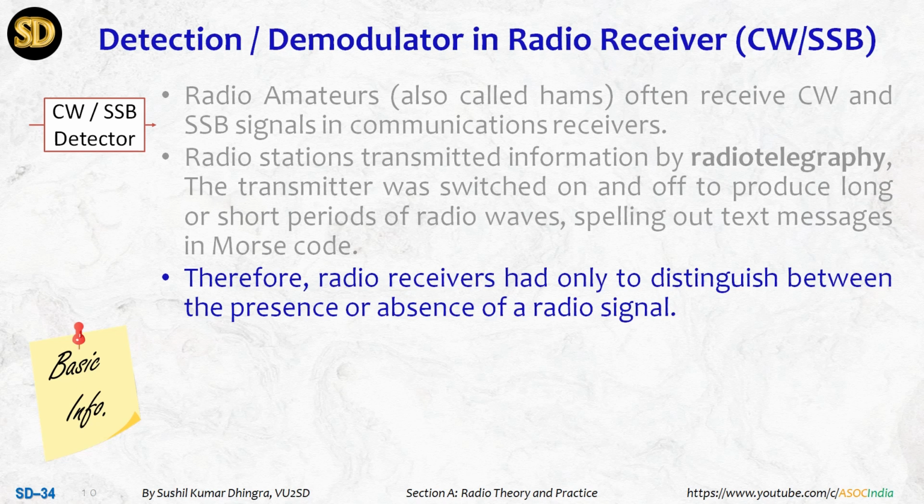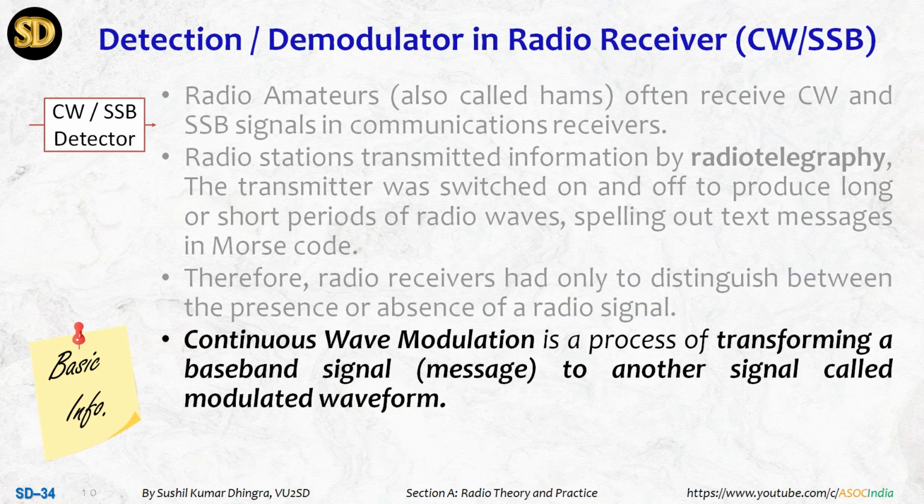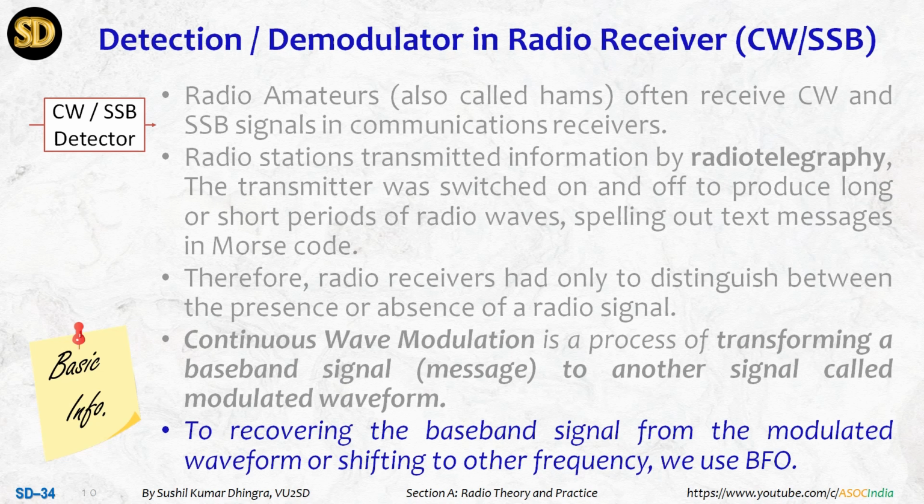And so the radio receiver only has to distinguish between the presence or absence of a radio signal in the case of Morse code. So the CW modulation or Morse code modulation is a process of what? Transforming a baseband signal message, which is Morse code, into another signal called a modulated waveform in an audio tone, so that you can listen and decode it. To recover the baseband signal from the modulated waveform or shift to another frequency, we use the BFO, beat frequency oscillator. Listen carefully. It is very sensitive, a very important topic in communication receivers.